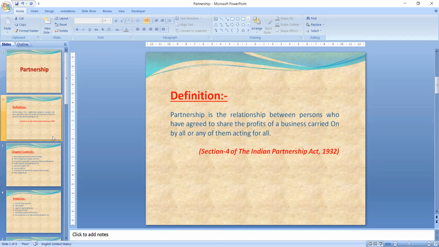Okay, good. Now, partnership is the relationship between persons, means two or more persons. At least 2 persons are required for partnership, and there can be a maximum of 50 persons, who have agreed to share the profit of a business carried on by all or any of them acting for all. Who have agreed means there should be an agreement between those persons who are going to be partners, because agreement is required everywhere where two or more persons are involved together to do something.